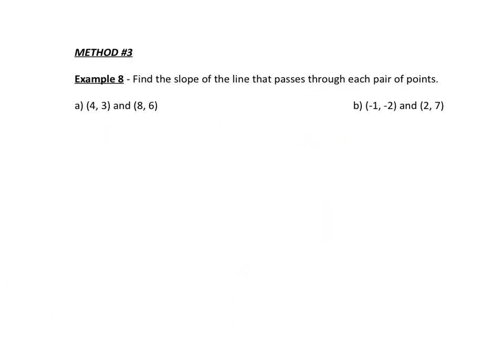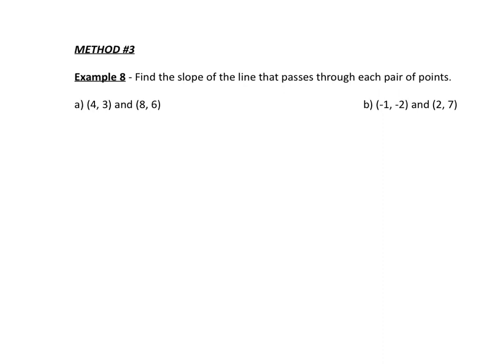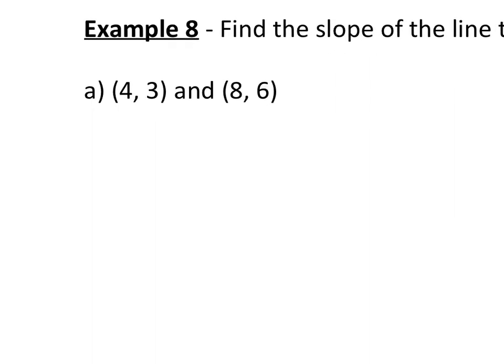All right, we're going to move on to the last method to calculate slope, which is the slope formula. That was the m equals y2 minus y1 divided by x2 minus x1 formula. That formula is best used when you are given a pair of points and asked to find the slope of the line that would pass through those points. In the first question here, question A, you are given 2 coordinate points, 4, 3, and 8, 6.